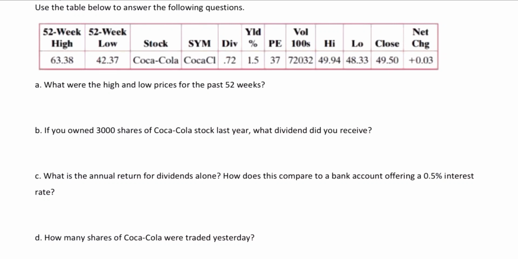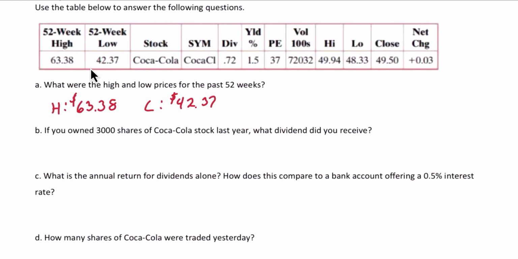Use the table below to answer the following questions. What were the high and low prices for the past 52 weeks? Looking at the table, we can see that the first two columns give us the high and the low for the past 52 weeks. The high, 63.38, and the low, 42.37.